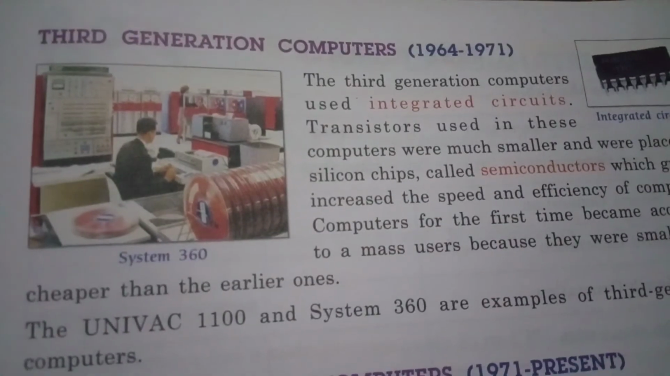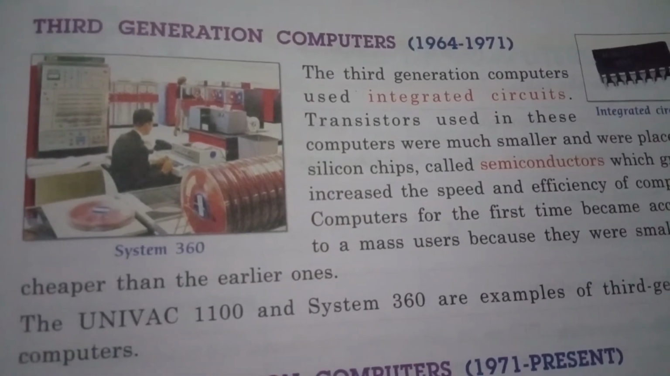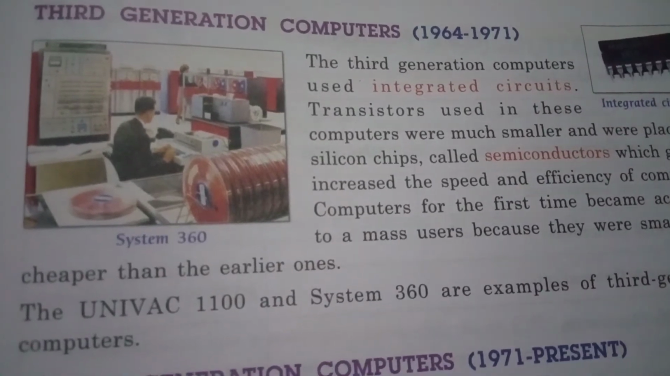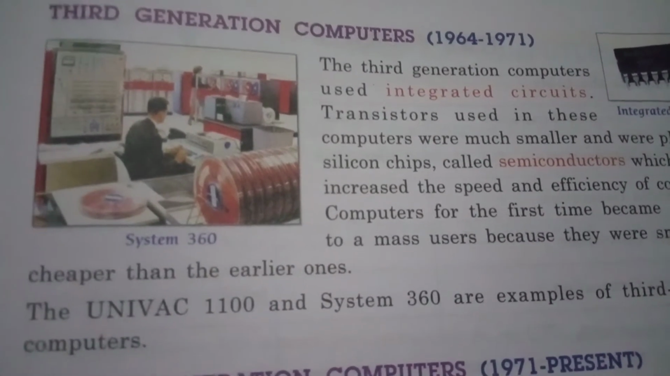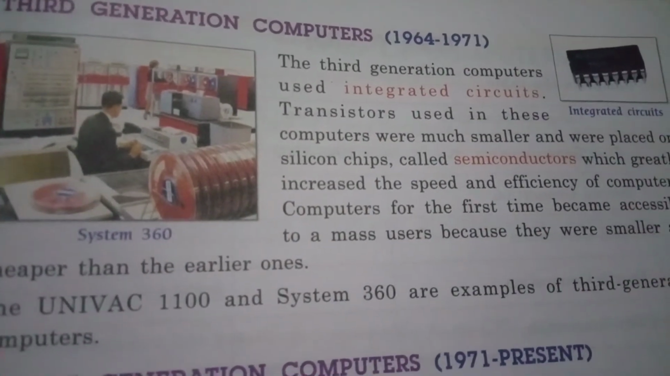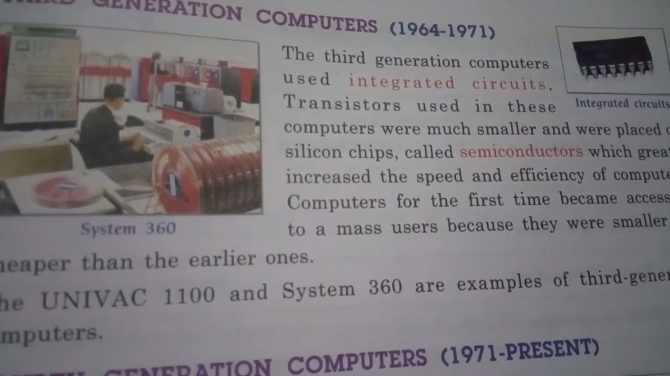Okay. In first generation computers, scientists used vacuum tubes. In second generation computers, scientists used transistors. In third generation computers, the technology used is integrated circuits.